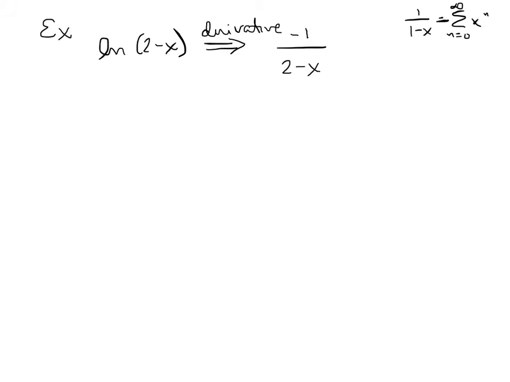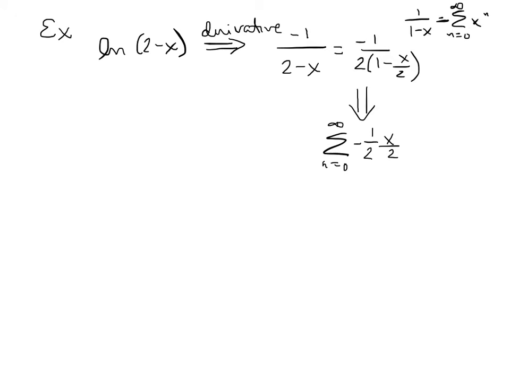It's close, but I have a 2, so I need to factor that 2 out. So negative 1, if I factor out the 2, I'll be left with 1 minus x over 2. So now I can rewrite that as a sum. Sum from n equals 0 to infinity. I've got a negative 1/2 in there. And then I'd have not an x to an n, but an x over 2 to an n.